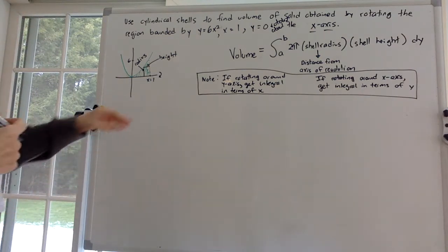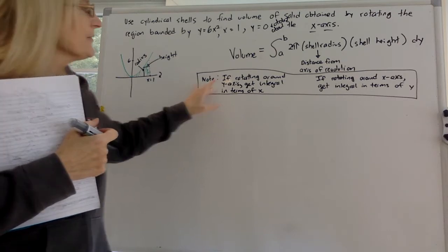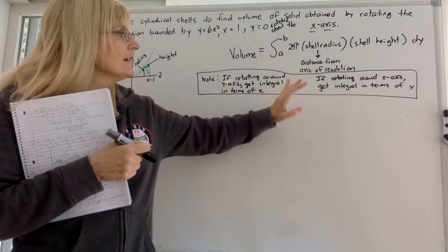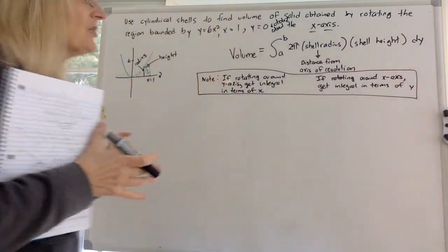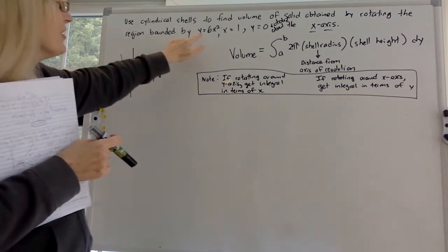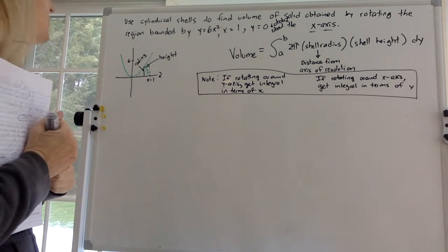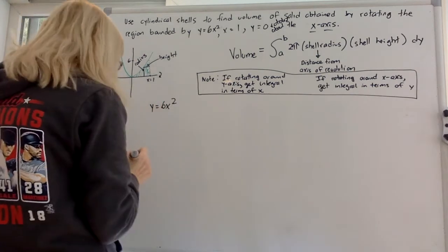But also notice, if we're rotating around the y-axis, get the integral in terms of x. If you're rotating around the x-axis, which we are, get the integral in terms of y. That's why I wrote dy up there instead of dx. So we have to get everything in terms of y. In other words, we have to change this equation so it says x equals. So can we do that? We have y equals 6x squared.